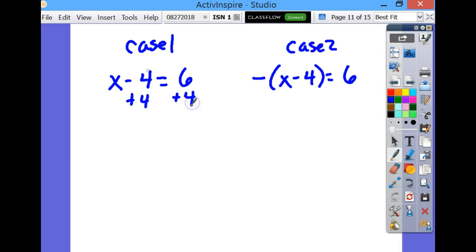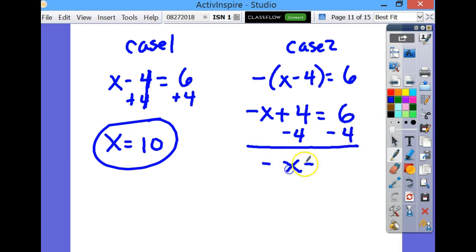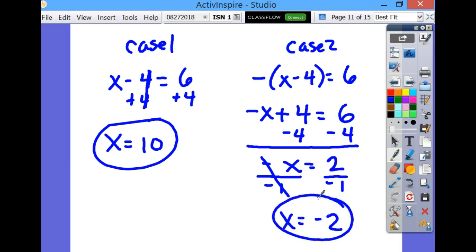Add 4 to both sides over here to cancel out the 4. There's one answer. Over here, I have to distribute the negative first, and then solve for x. The opposite of plus 4 is subtract 4. I am solving for x. I need to divide by negative 1 to cancel out that negative sign. There is my second answer.